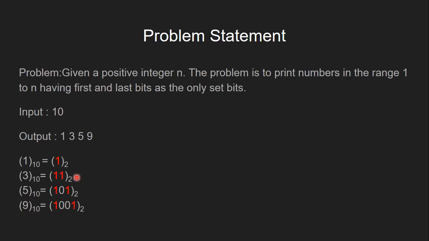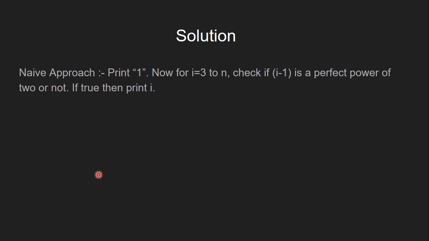If we look at the binary representation of all these numbers, the first and the last bits of all these numbers are 1. Let's see how to solve this problem. The naive approach is, first we print 1. Now for i equals 3 to n, check if i minus 1 is a perfect power of 2 or not. If true, then print i.